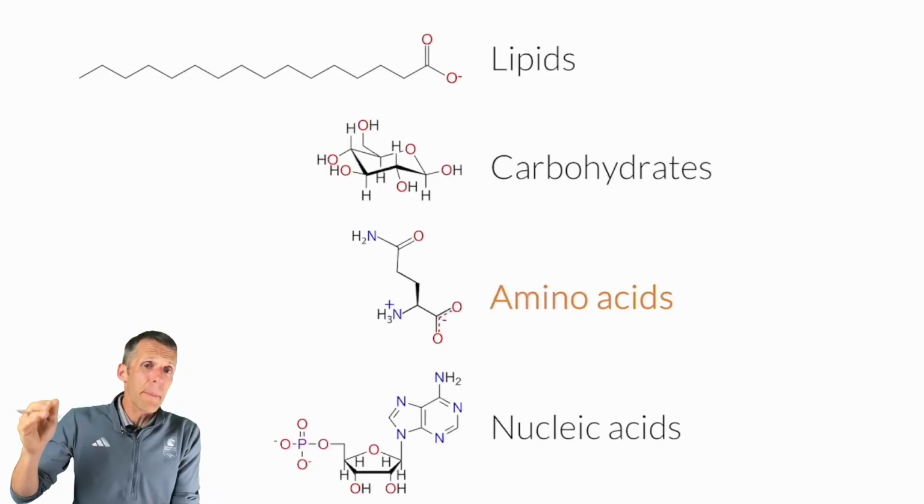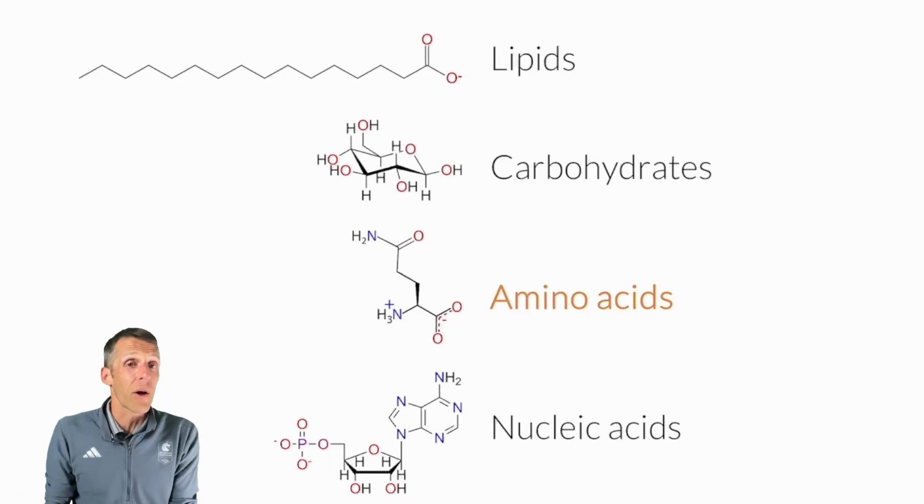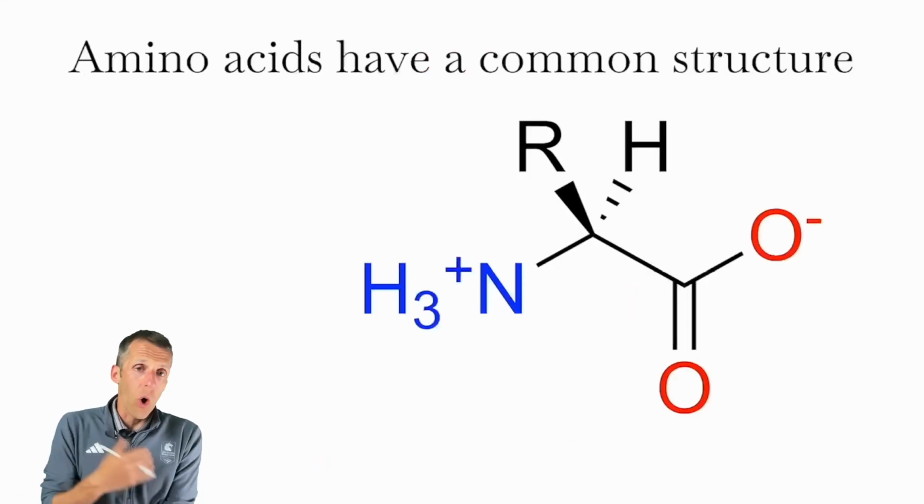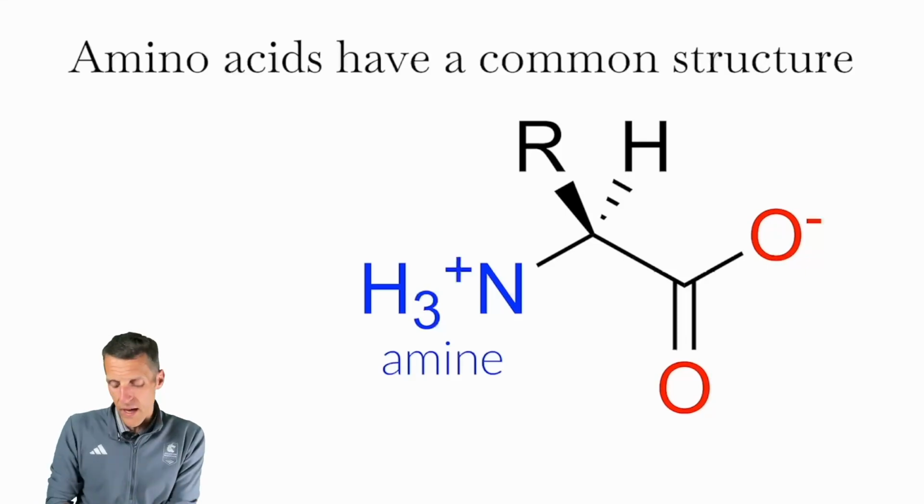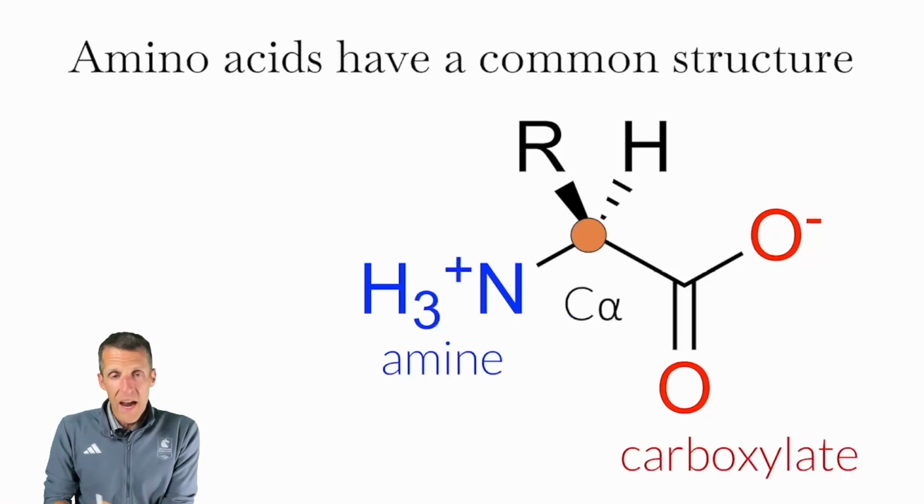Okay, so we've talked about lipids, we've talked about carbohydrates. Let's talk now about amino acids. All amino acids have a common structure, and that structure consists of an amine on one side, a carboxylate on the other, and these are bound together in the middle by an alpha carbon.